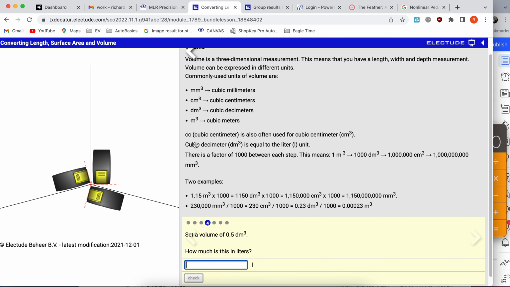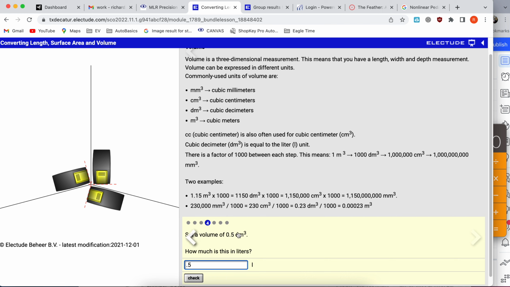Number 4, again, is referring to the text. They want you to tell them how many liters is 0.5 cubic decimeters. And in the text, they tell you that a liter is equal to a cubic decimeter, which means that half a cubic decimeter is equal to half a liter.